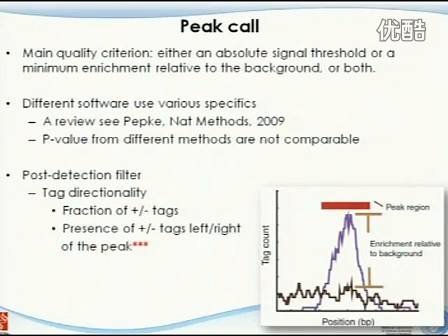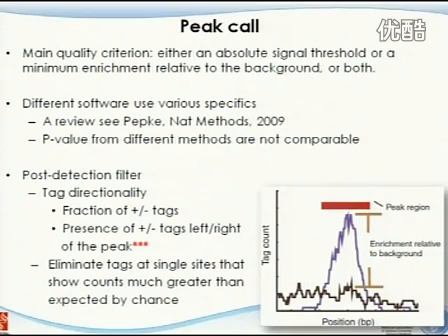So let's go through the post-detection filter. After you detect a peak, there's some other information that can help you get rid of some of the noise. The first one is the tag directionality. That means the fraction of positive and negative tags, the presence of positive and negative tags left and right of a peak. You want most of the positive tags to be on the left side of the peak, and the negative ones on the right side of the peak. So this is one of the things that people do for filtering.